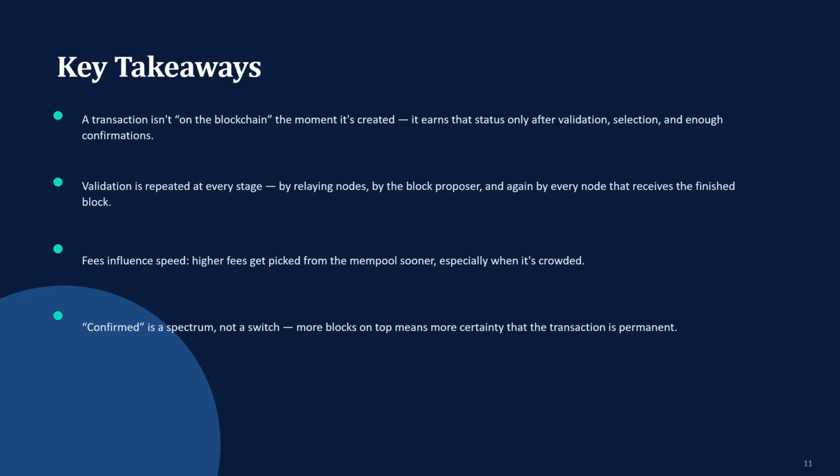These are the key takeaways. Four things to carry forward. A transaction earns its place on the blockchain gradually, not instantly. Validation isn't a one-time gate; it's repeated at every relay, at block building, and again by every node that receives the finished block. Fees are a real lever. They influence how quickly you move through the mempool. And confirmed is a spectrum, not a switch.